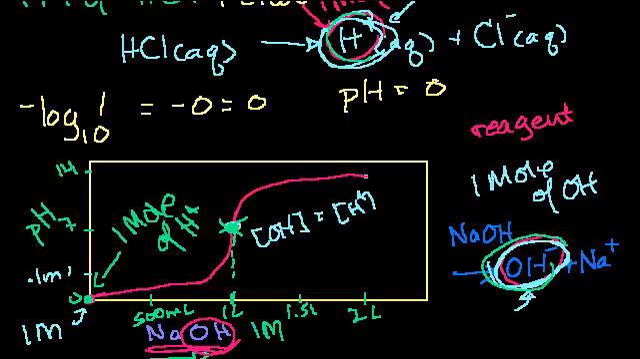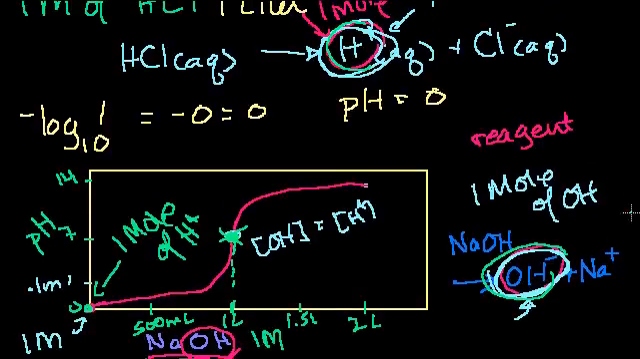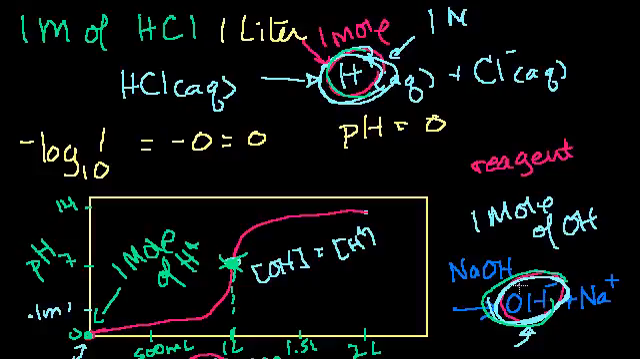Because it's a strong acid, and I encourage you to watch the next video where I do the same thing with a weak acid. But because it's a strong acid and a strong base reacting with each other, when you have the same number of moles of both, you get exactly to a pH of 7. They completely neutralize each other, and you have a completely neutral solution.